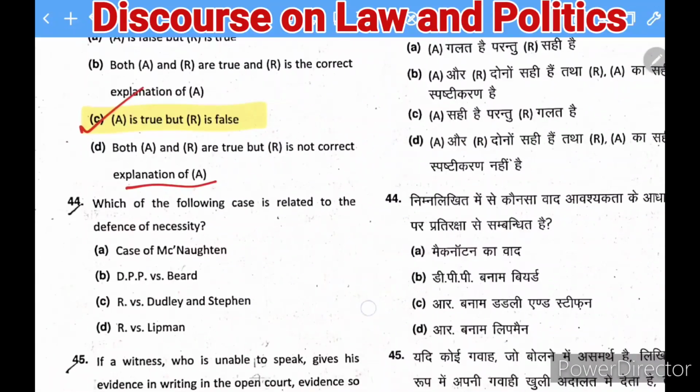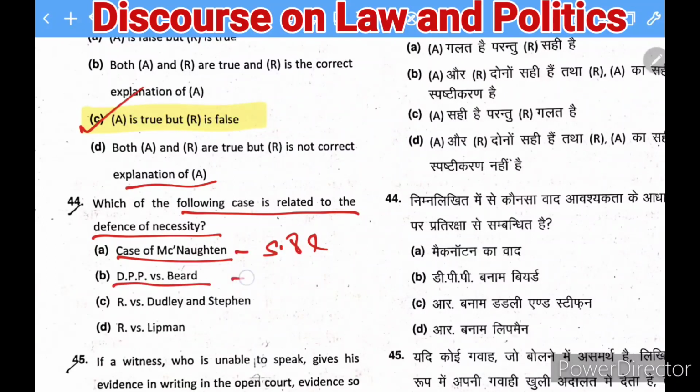Next question. Which of the following cases is related to the defense of necessity? And you can see the options given here. Case of McNaghten, this case belongs to section 84. DPP versus Majewski, it belongs to the drunkenness case. So this is not to be applied here.